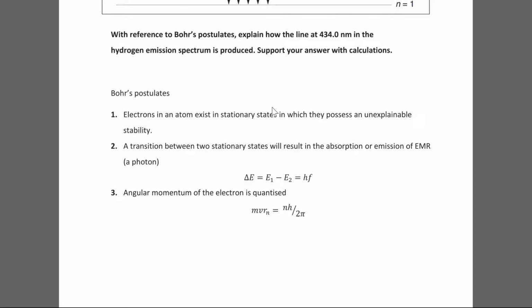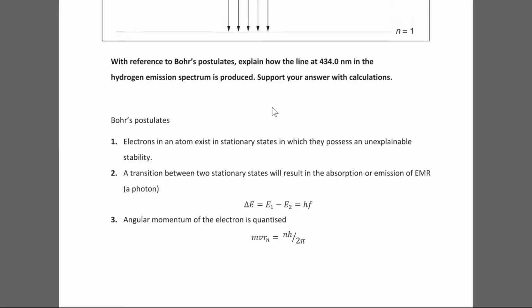Bohr's second postulate, a transition between two stationary states will result in the absorption or emission of electromagnetic radiation, which is a photon, and that the energy gap, delta E, is equal to just the difference in energies between the two energy levels, E1 and E2, and the difference in that energy will equal the energy of the photon, which is given by the formula hf. And finally, his third postulate is angular momentum of the electron is quantized. We don't need to know much about that in this case, but there it is, if you need to know it.